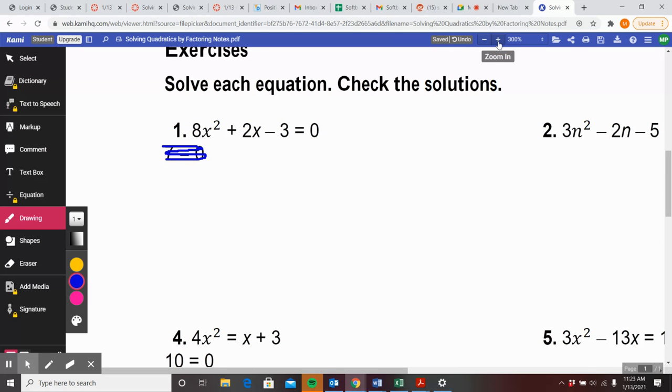So first thing you want to check is everything set equal to 0. Yes, it is. So we don't have to do anything. We don't have to move anything to get it in standard form. Now, we're going to do the same steps we've been doing with factoring, where you're going to label A, B, and C. There is no GCF, right? So we don't take anything out at the beginning. So all we do is draw our T-chart.